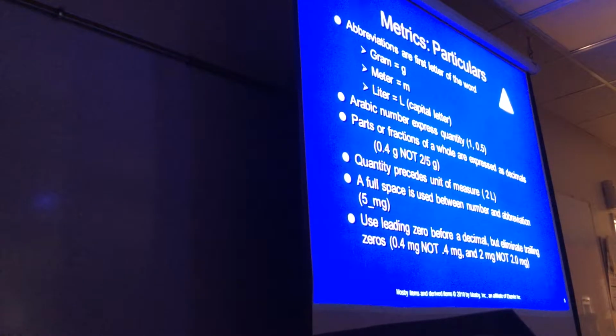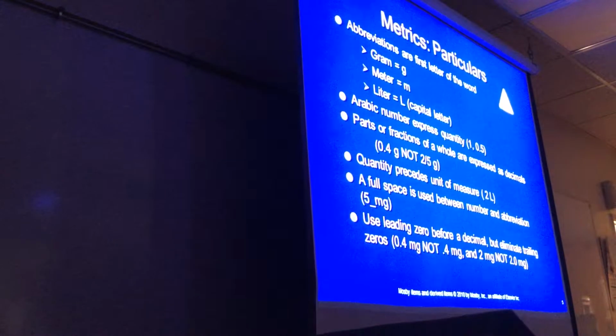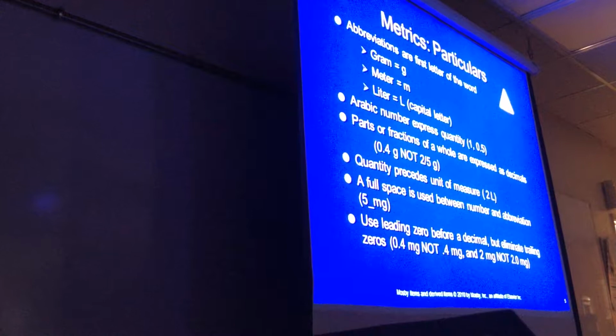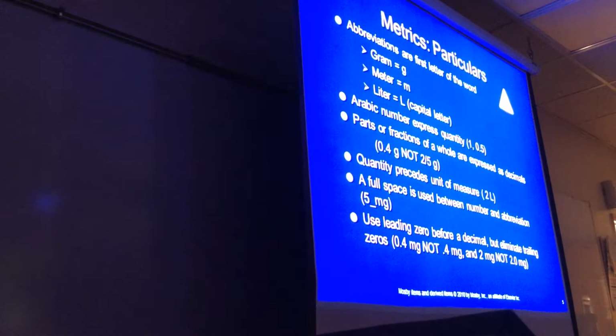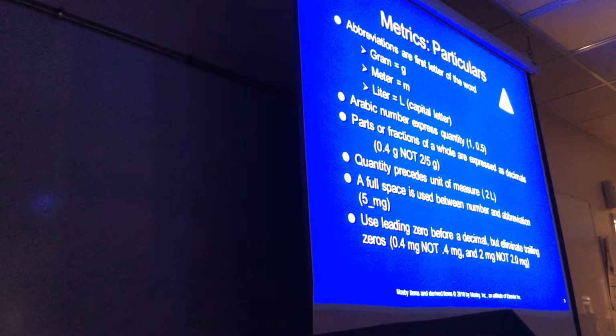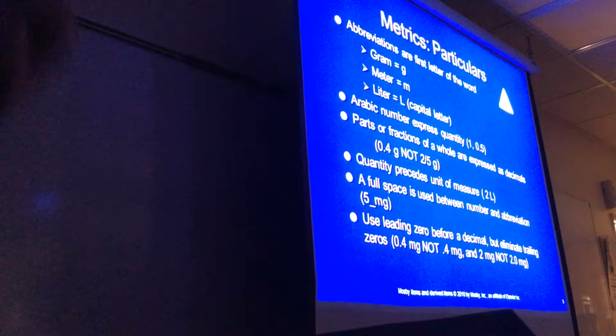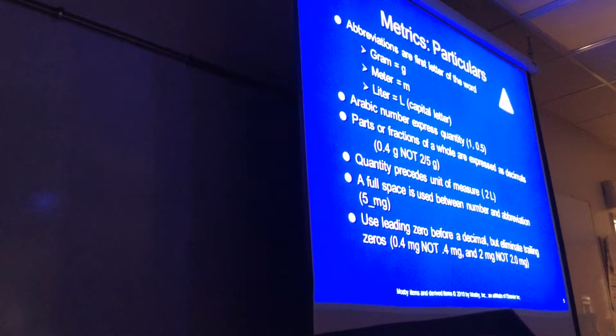Just remember, the abbreviations are the first letter of the word. Make sure that you understand that capitals and lowercase actually matter in the metric system. So gram is lowercase g. Meter is lowercase m. Liter is capital L.